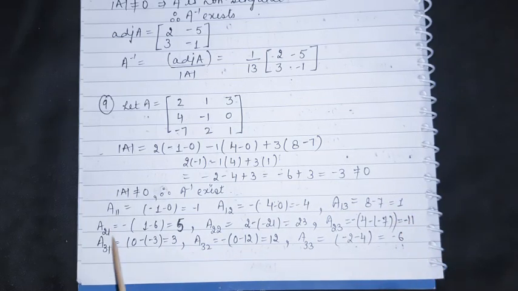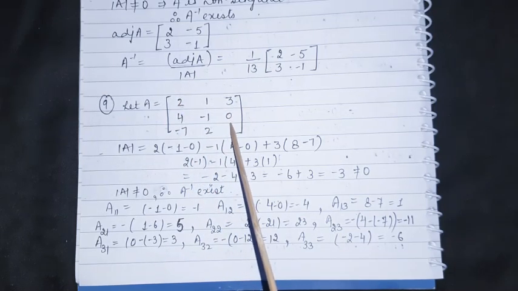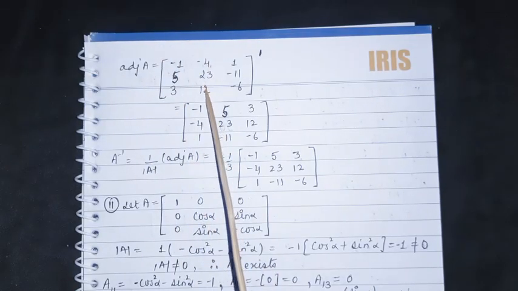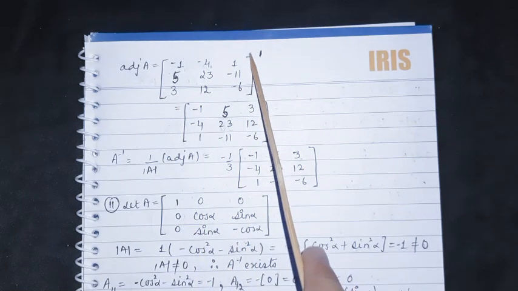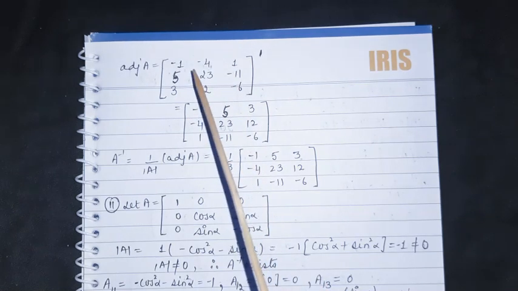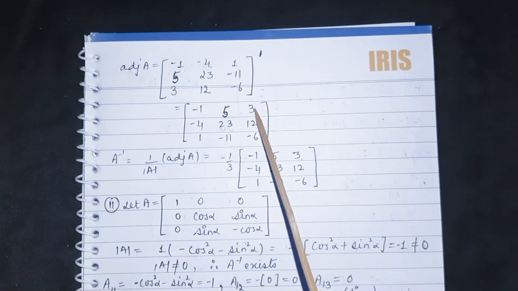So now we have cofactors of all the elements with us. We will simply replace all the elements with their respective cofactors. So after doing this, we will get adjoint A. So these are nothing but the cofactors of all the respective elements. We have substituted them and here it is transpose. So let's take the transpose. First row will become first column, second row will become second column, and third row will become third column.